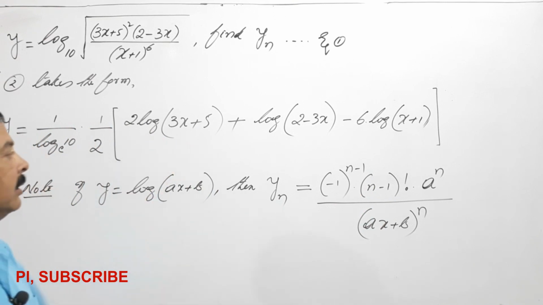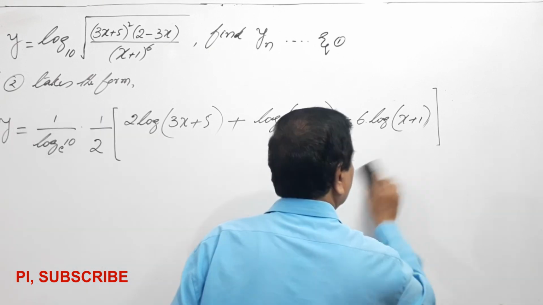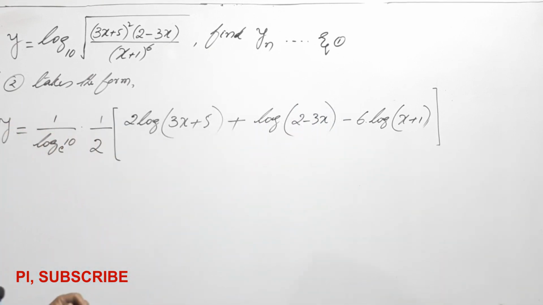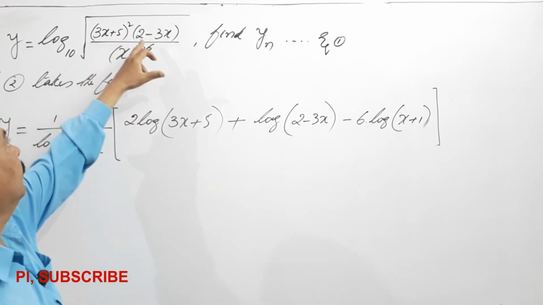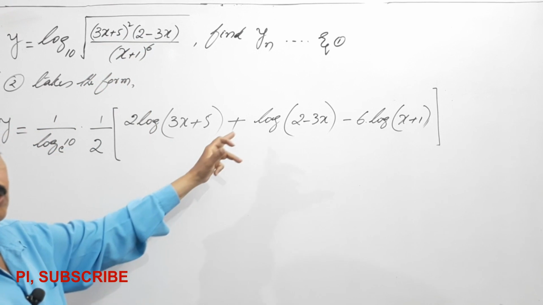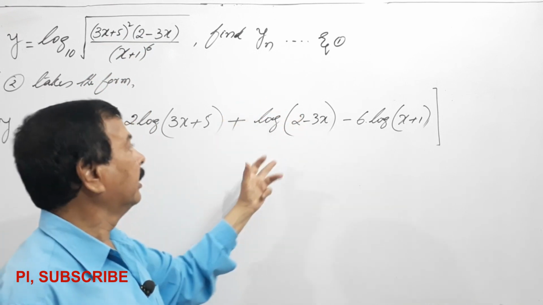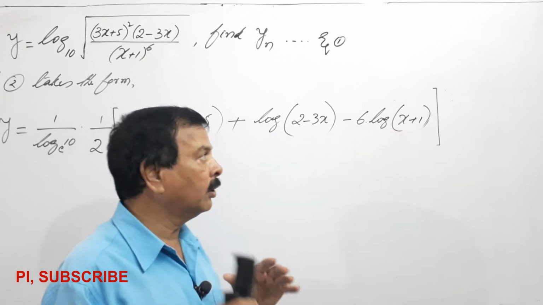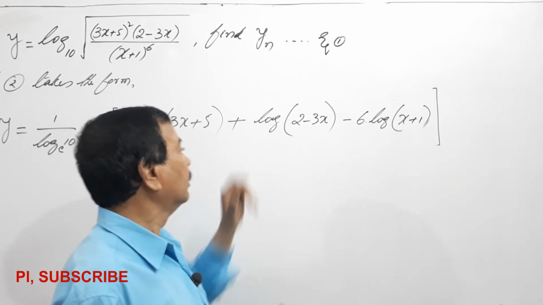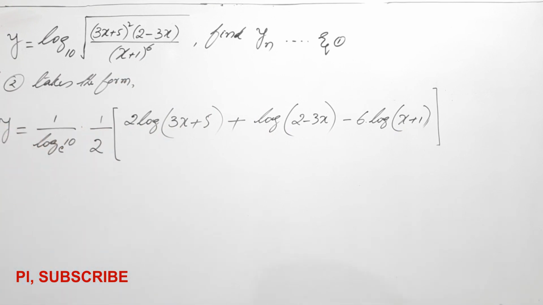So make a note of this, and I am going to rub this. Shall I rub? Okay. So dear students, it is very important to know that for 3x plus 5 to the power of 2 into 2 minus 3x, I have used log of m into n, and for x plus 1 to the power of 6, that is minus 6 into this. So I have used both the properties in this problem. Now we are required to find yn. We can apply the formula and find yn. So what will I do?